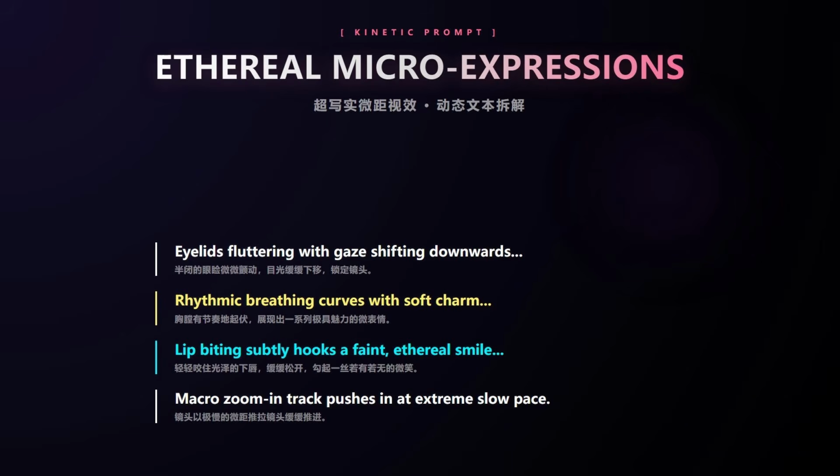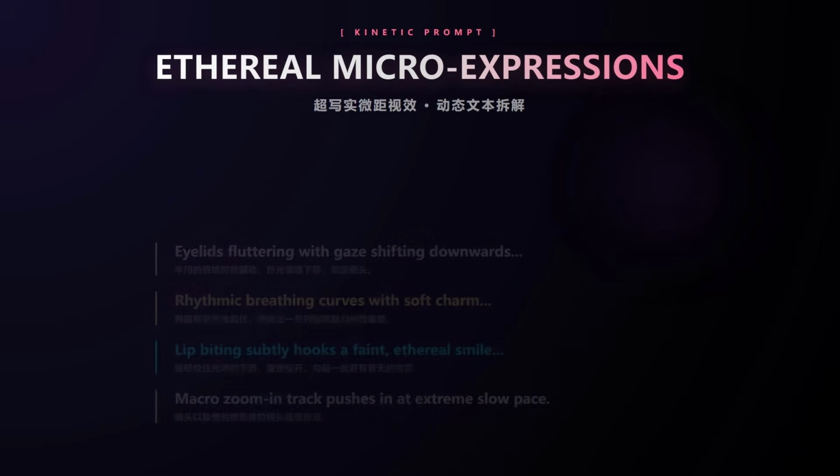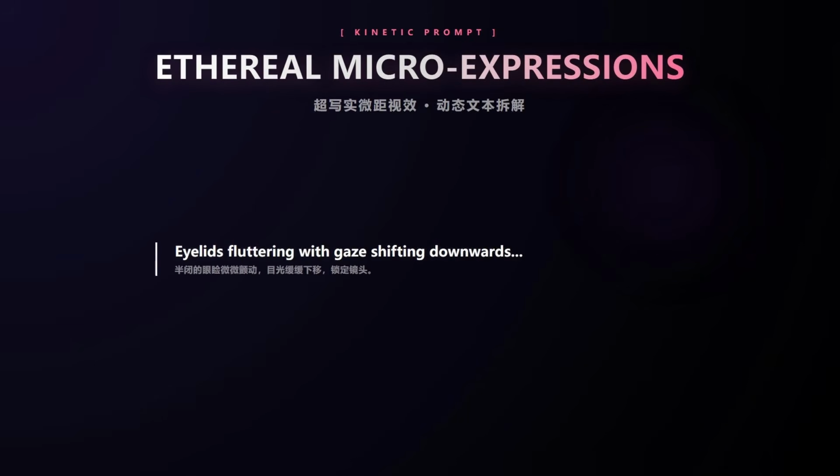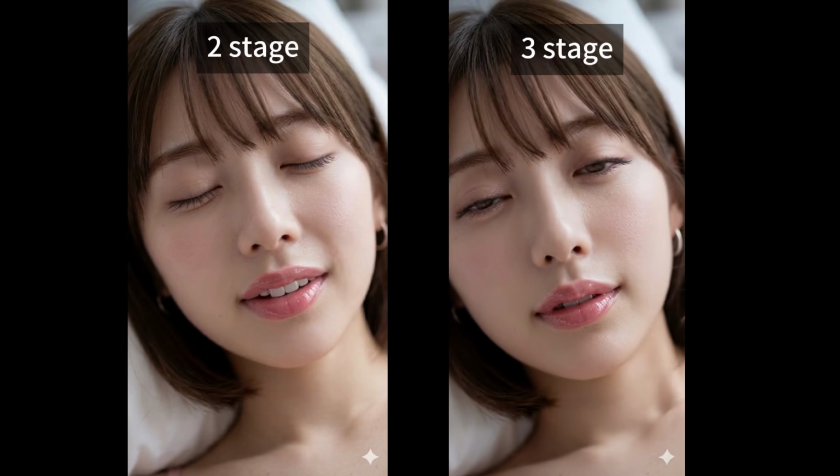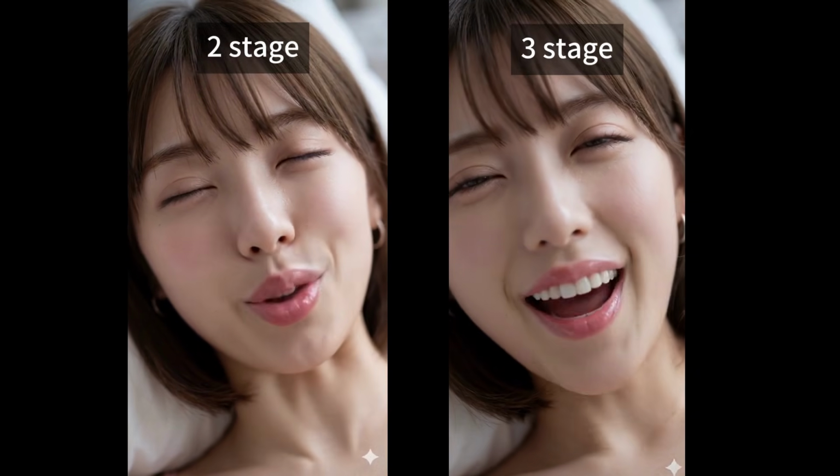As for the camera, it slowly pushes forward with an extremely slow macro zoom. As you can see in this prompt, besides the expressions, we actually included camera movement designs as well. Overall, the actions are quite rich. Next, let's look at the generated results. Let's first check out the effect of the 2-stage sampling.